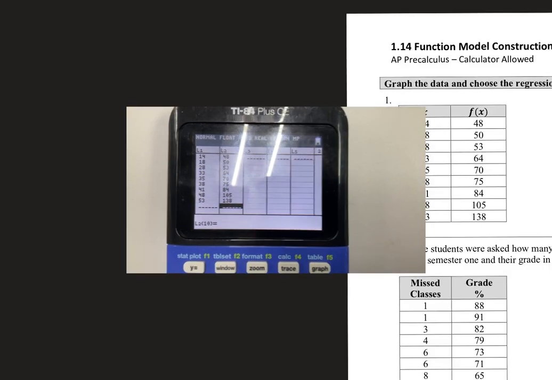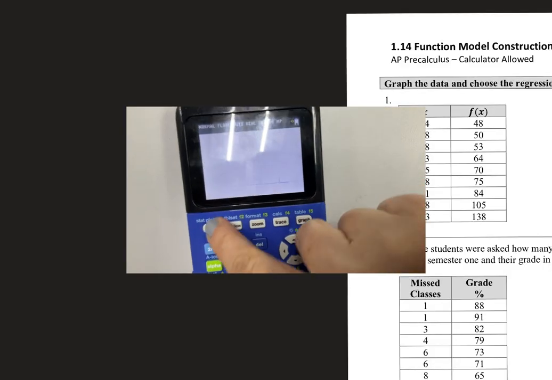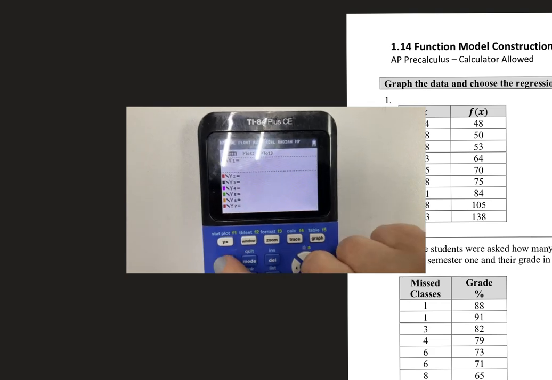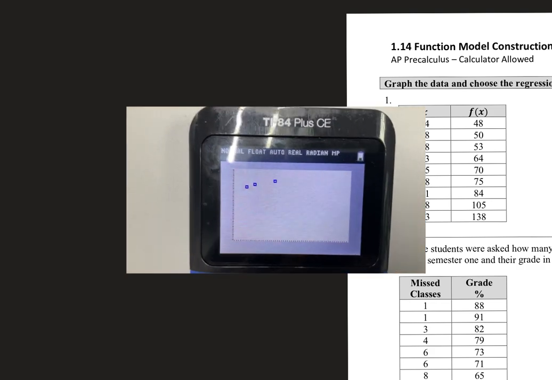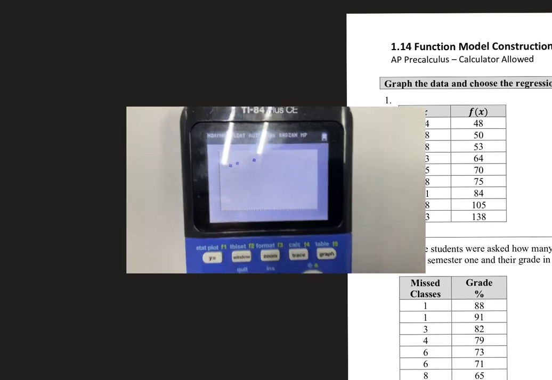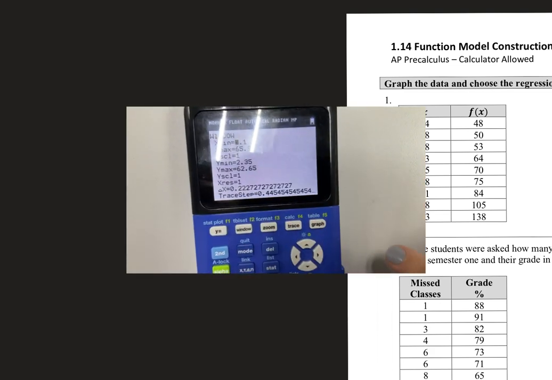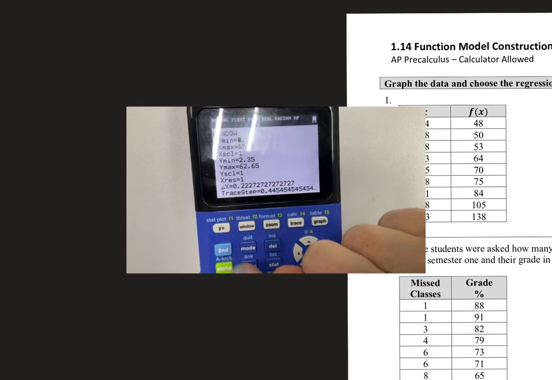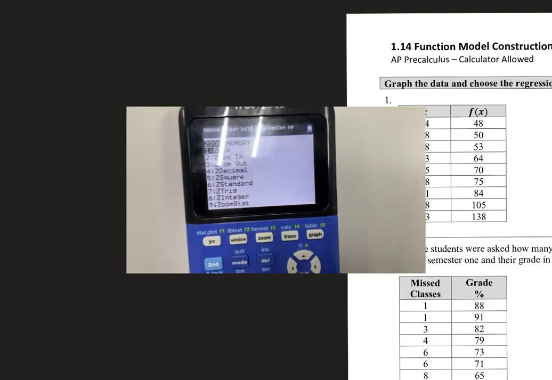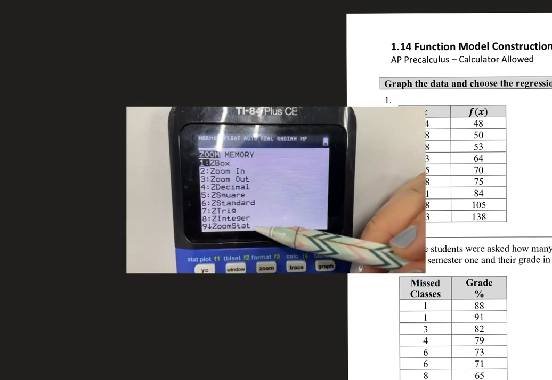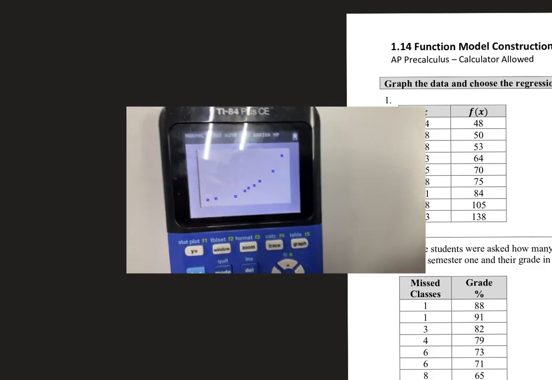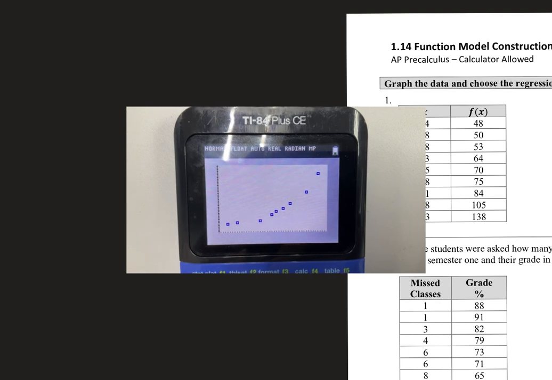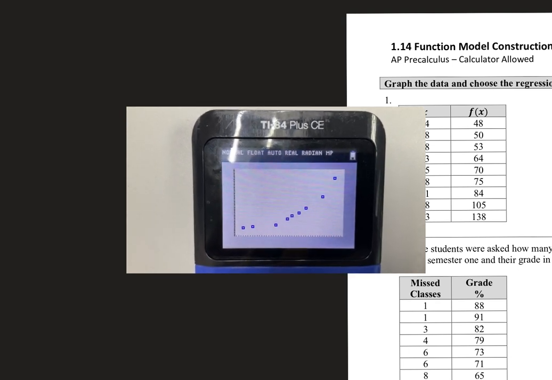When you plot your data, so like here's my data, right? Oh, let me make sure it's cleared out. When I graph my data, no matter what your initial window is, if you want to adjust it, if you go window, nope, just kidding. If you go zoom, 9 says zoom stat. It will literally zoom based on your numbers. So you don't have to figure out your window.